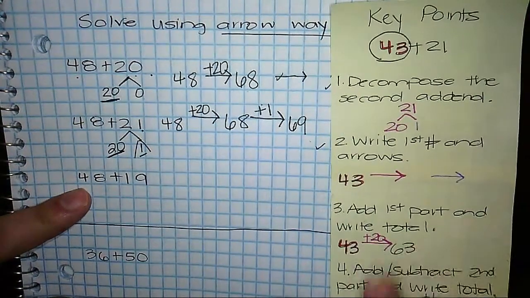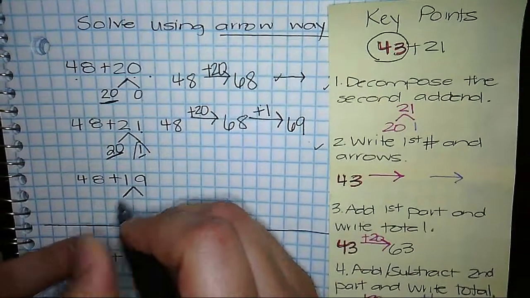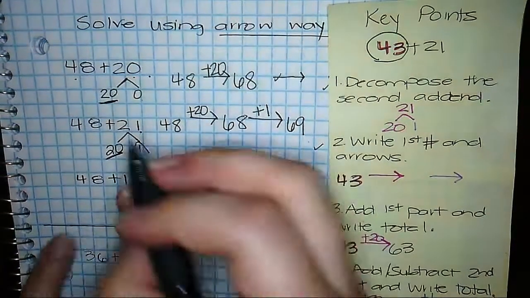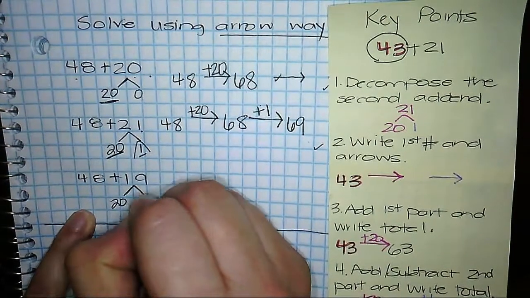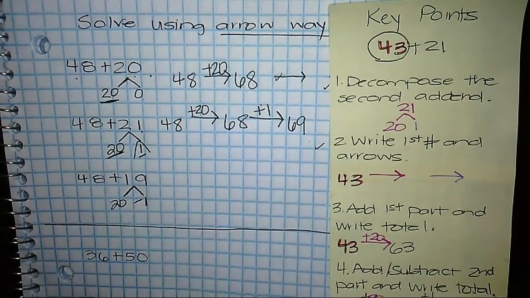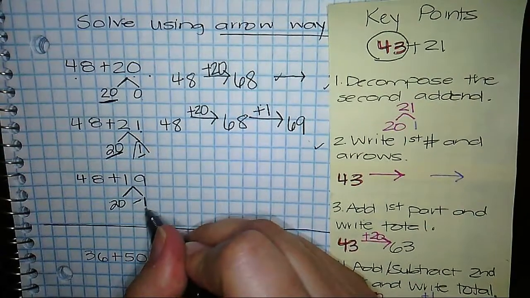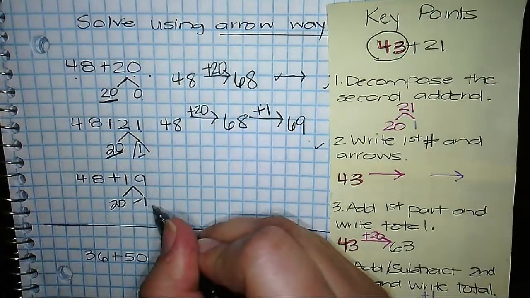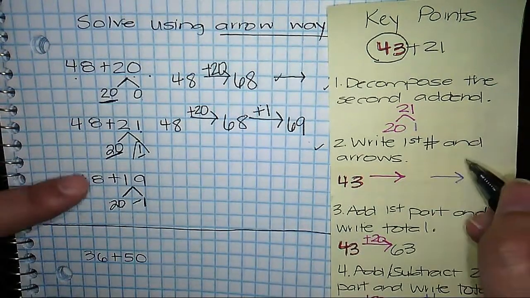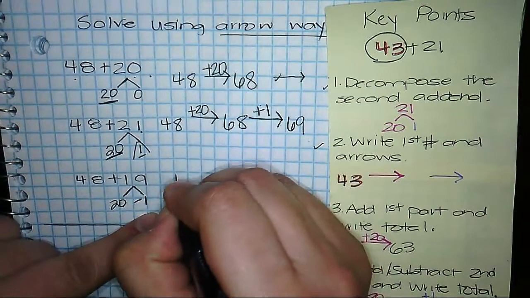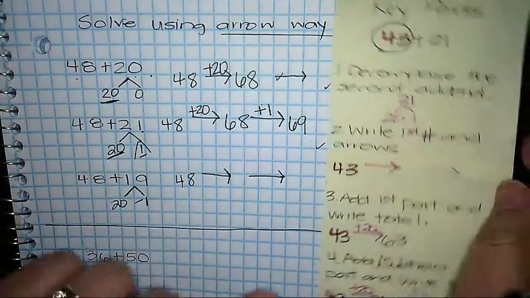First part is decompose the second addend, but I'm not going to decompose it by unit, how we do it. This one, you know that 20 minus 1 gives you 19. And remember, that's how you know that 19 is 1 less. That's why I'm putting 20 on one part and 1 on the other one. So watch me. Still follow the same steps. Write the first number and the arrows. And as you can see, boys and girls, we're just following the same steps as upstairs.